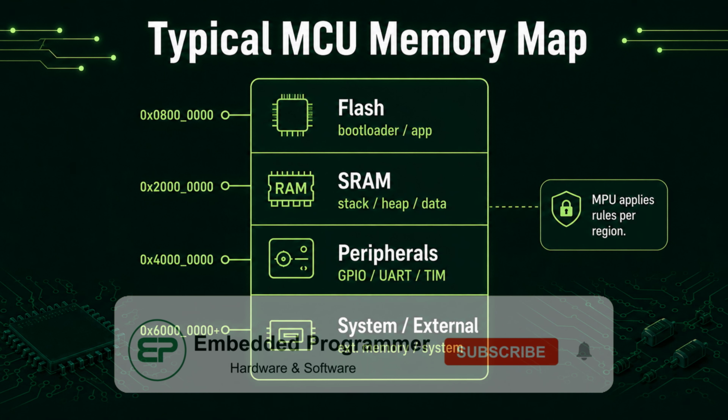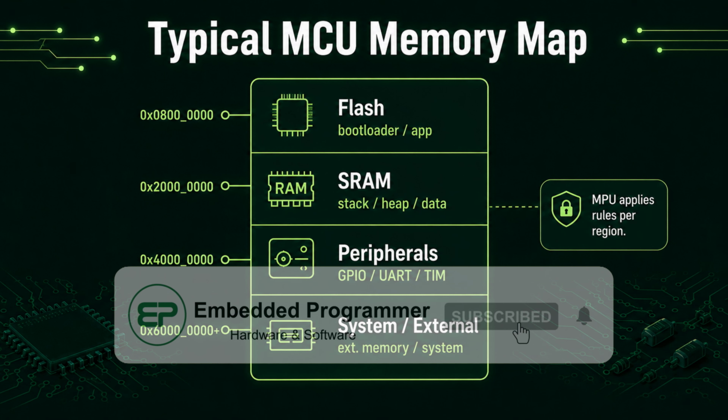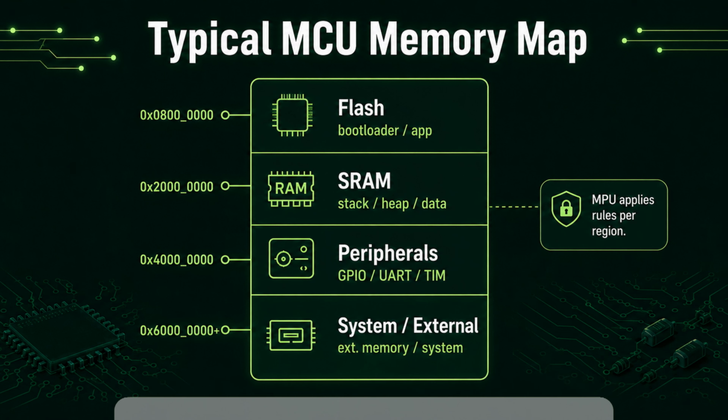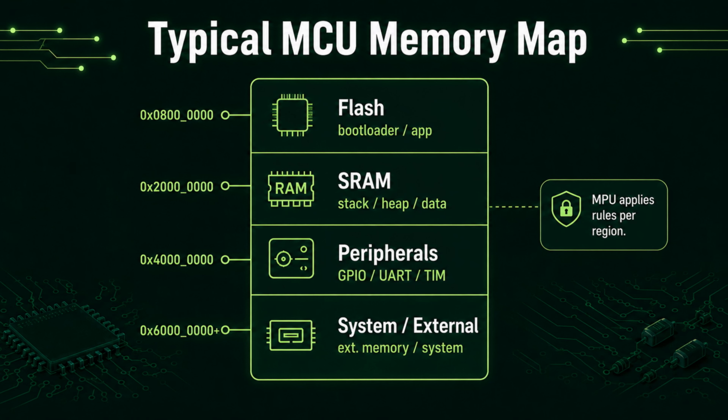A microcontroller normally divides its address space into several major memory types. Flash memory usually begins around address 0x08000000 on many STM32 devices. It stores the bootloader, application code, interrupt vector table, and constant data.